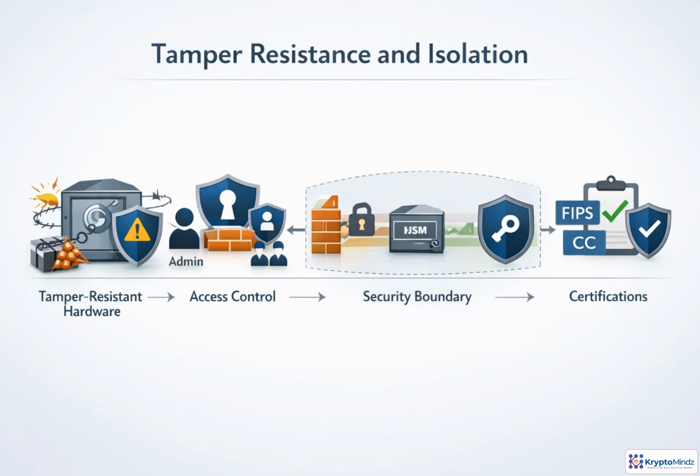Now let's focus on why an HSM is trusted in the first place. Tamper-resistant hardware makes it difficult to open, probe, or modify without detection or zeroizing keys. Logical isolation limits which admins and applications can even interact with it. Clear security boundaries separate where keys live from where code runs, reducing attack paths. And certifications like FIPS or Common Criteria provide independent assurance that these protections meet formal standards.